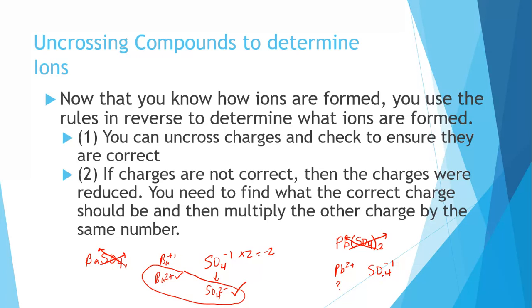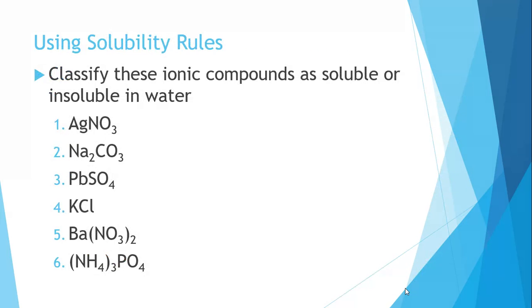If you look on your polyatomic chart, SO4 -1 is not a correct polyatomic ion. So you'll see that this should be a -2. So this should be SO4 2-. So since this was a 2, we need to take this times 2. So this should be Pb4+. So your ions should be the following. And if you recross them, you should get Pb(SO4)2, just to check your work.